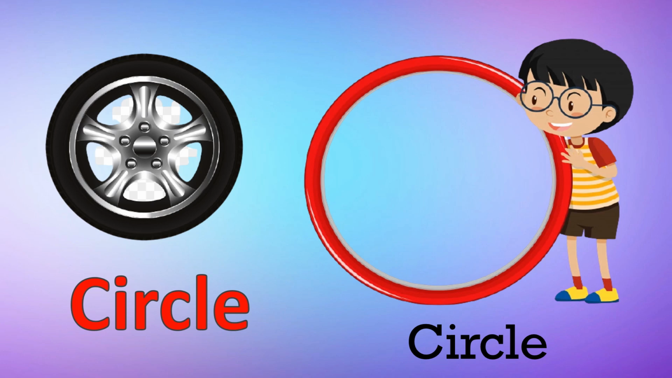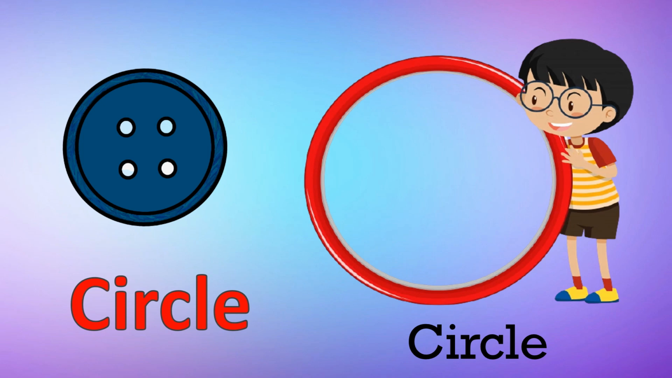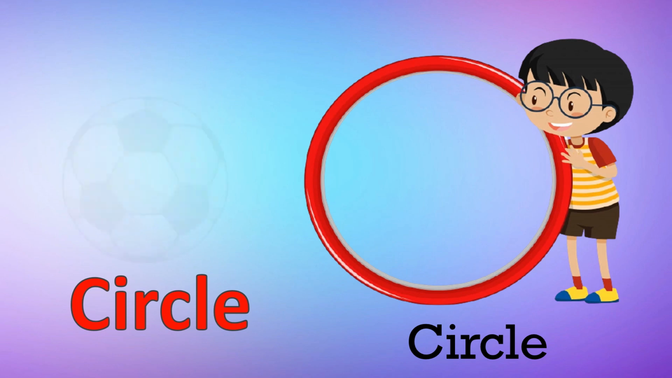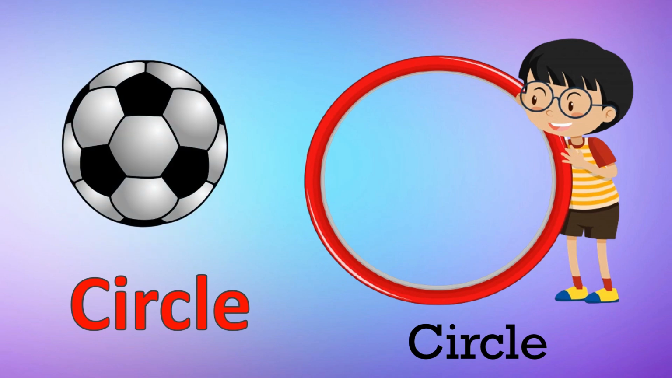The star is circle in shape. This butter is circle in shape. The donut is circle in shape. The football is circle in shape.